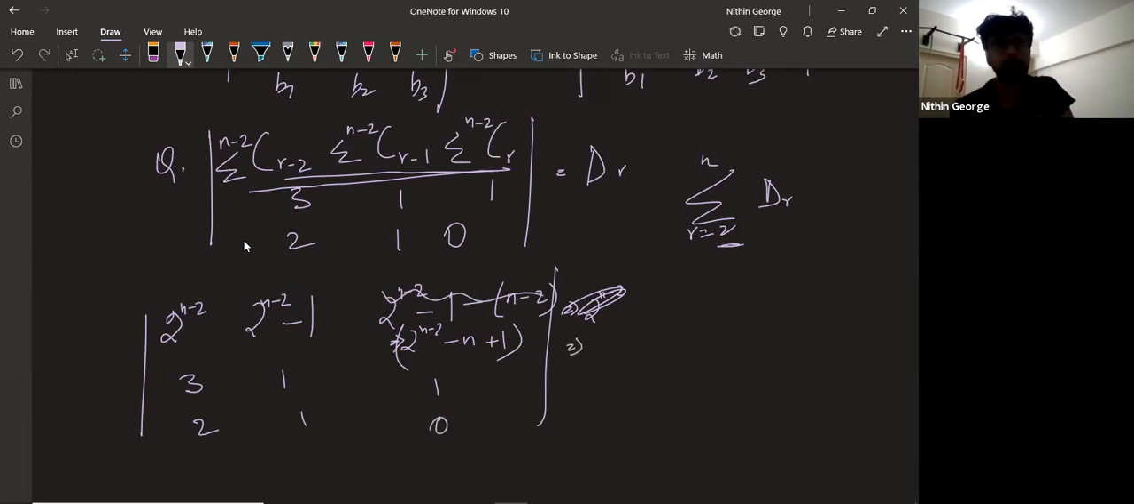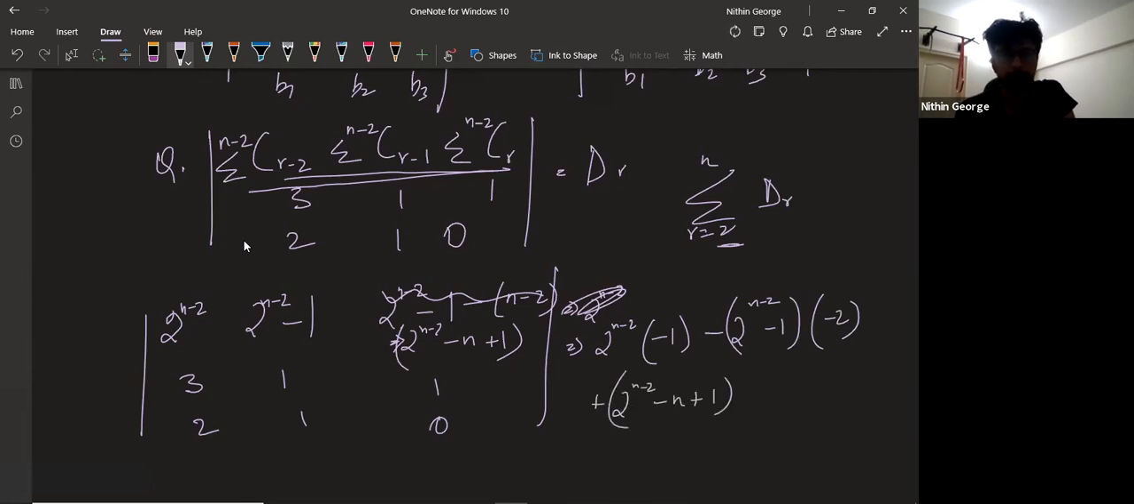So now, shall we continue solving this? Or did you guys get this? We'll get 2 power N minus 2 into 1 minus 1 into 0 minus 1, minus 2 power N minus 2 minus 1 into 3 into 0 minus 2, plus 2 power N minus 2 minus N plus 1 into 3 minus 2. This is 1.